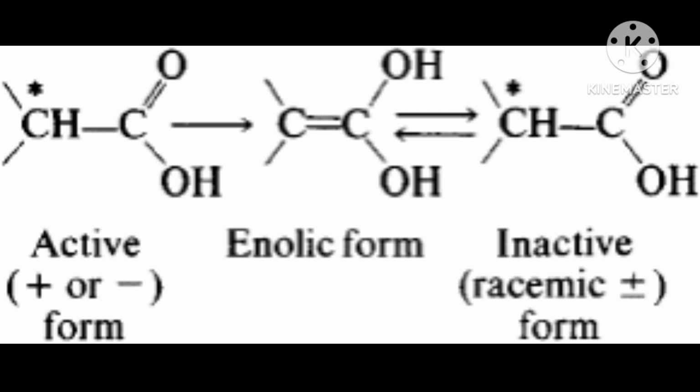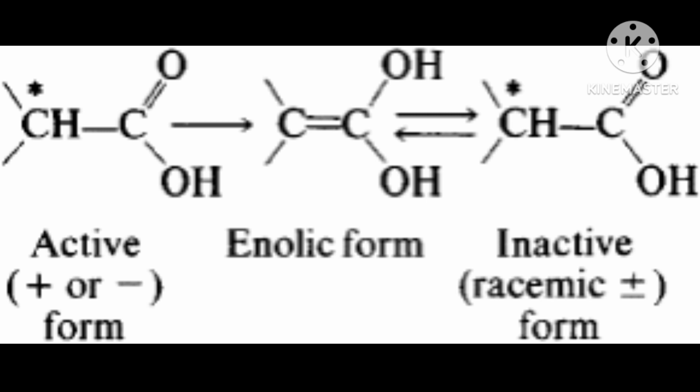This type of mixture means both isomers are present, and the optical rotation is 0. Such a mixture is known as a racemic mixture or racemic modification.